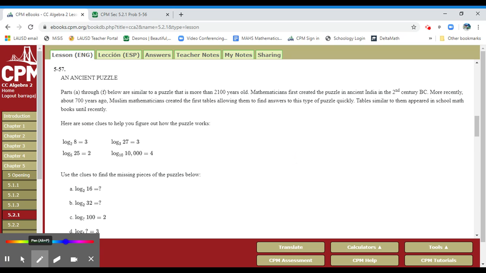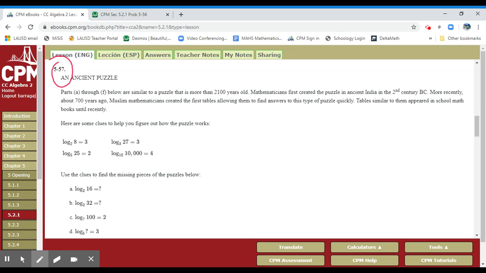Okay, so here's the actual problem we're going to look at. If you have your notebooks, you can use the same page that you're working on or create a new one. Remember, let's use the same section and take a look at this problem. It says an ancient puzzle. Parts A through F below are similar to a puzzle that is more than 2,100 years old. Mathematicians first created the puzzle in ancient India in the 2nd century BC. More recently, about 700 years ago, Muslim mathematicians created the first tables allowing them to find answers to this type of puzzle quickly. Tables similar to them appeared in school math books until recently.